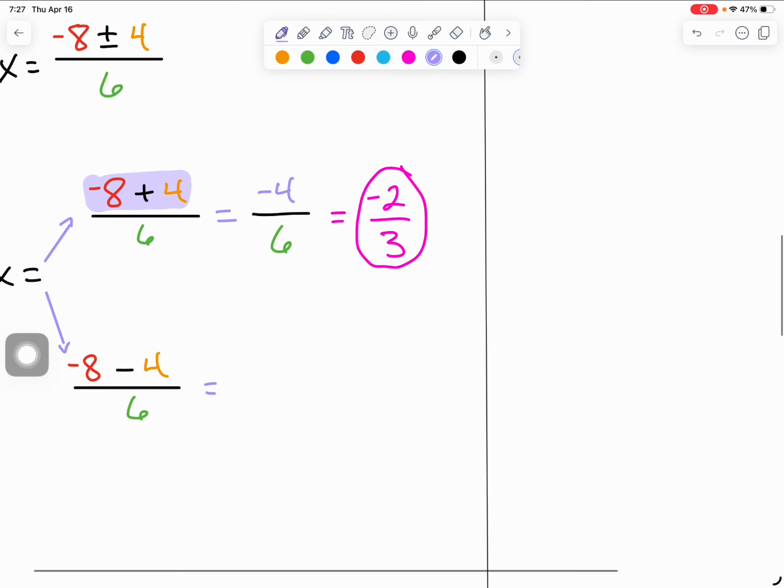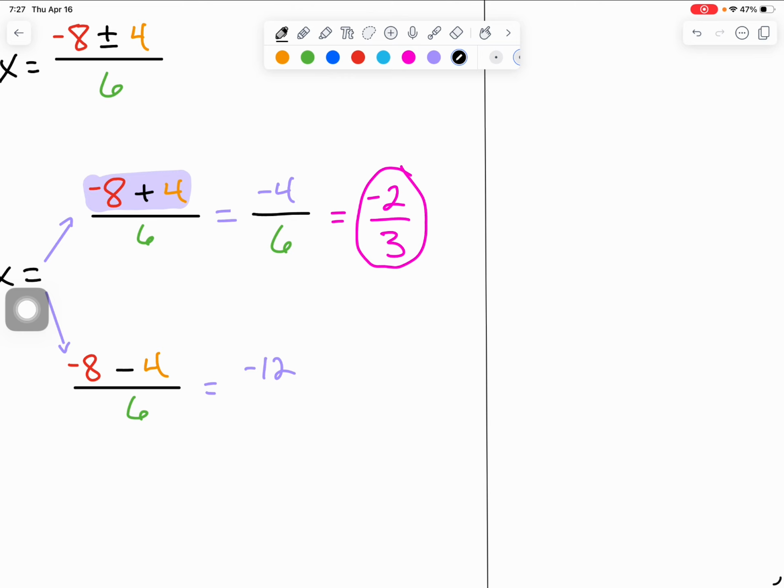And let's move on to our second. Negative 8 minus 4, negative 12. We'll set that over the 6. And when we do negative 12 divided by 6, we get negative 2.